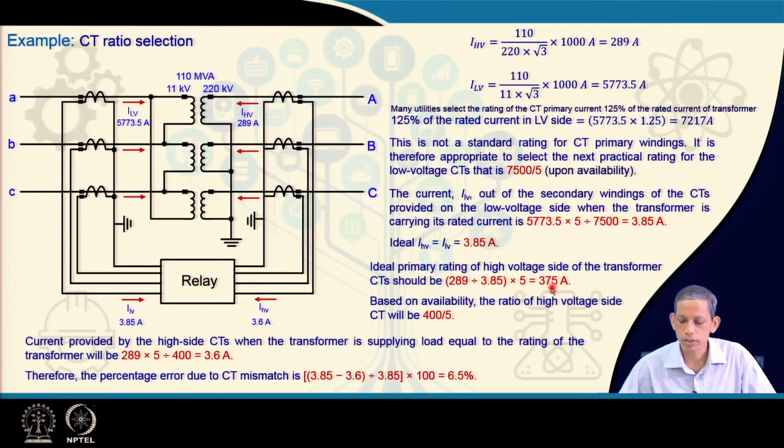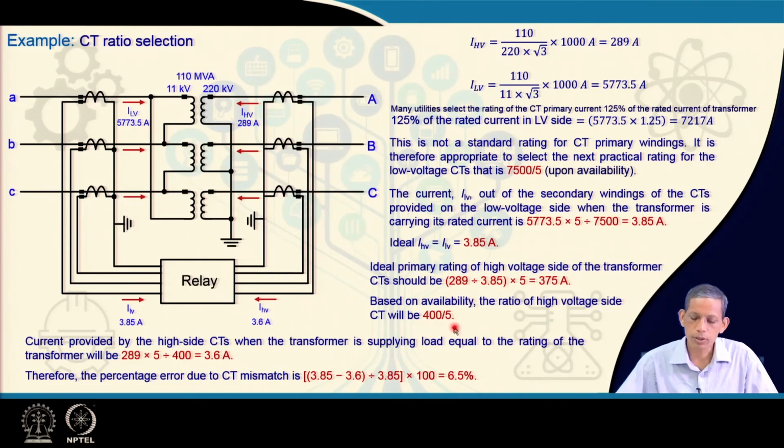So, that gives us 375 ampere. Therefore, the CT ratio should ideally be 375:5, if you have already selected 7500:5 for the low voltage side. But based on the availability of the CT, the choice may be 400:5, and that may be the CT selection for the high voltage side, upon the CT selection of the low voltage side.